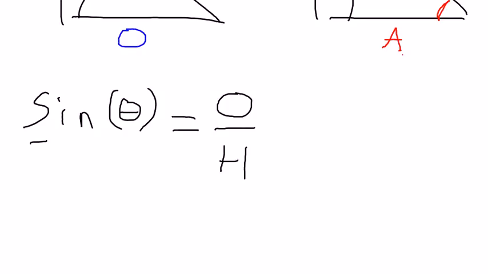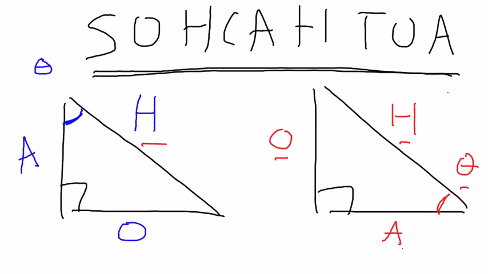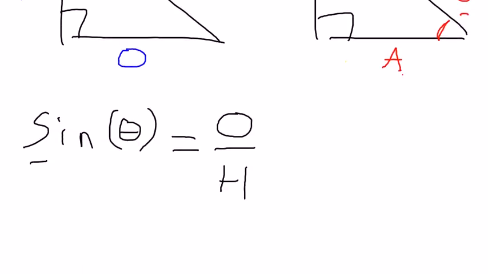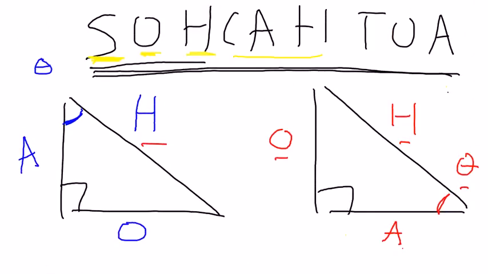Well, how do we get sine as opposite over hypotenuse? That's what this acronym SOHCAHTOA stands for. Each letter represents something. This represents sine, this represents opposite, this represents hypotenuse. So sine of an angle equals the opposite side divided by the hypotenuse. All right, well, what about these three letters? You can maybe already guess.